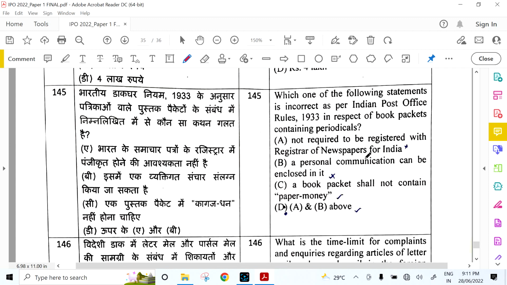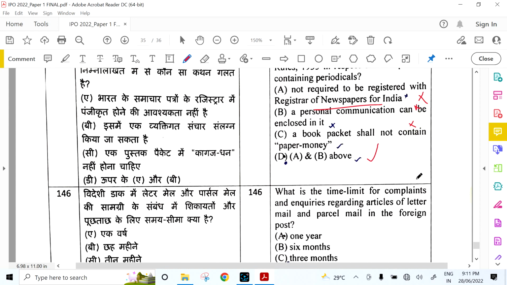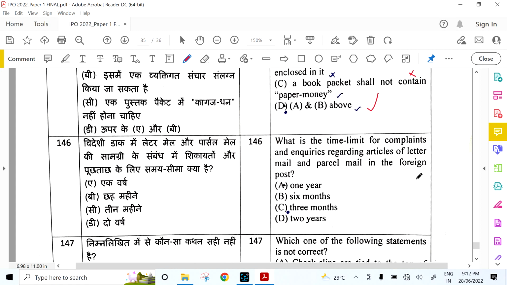Which one of the following statements is incorrect with reference to India Post Office rules in respect of book packets containing periodicals not required to be registered with RNI? A: a personal communication cannot be enclosed. B: a book packet shall not contain paper money. The answer is A and B above. That means RNI, this is wrong, incorrect we have to identify. This is not correct because RNI is compulsory, and personal communication cannot be enclosed, so this is also wrong. The book packet shall not contain paper money is correct. So A and B above means the answer is D.